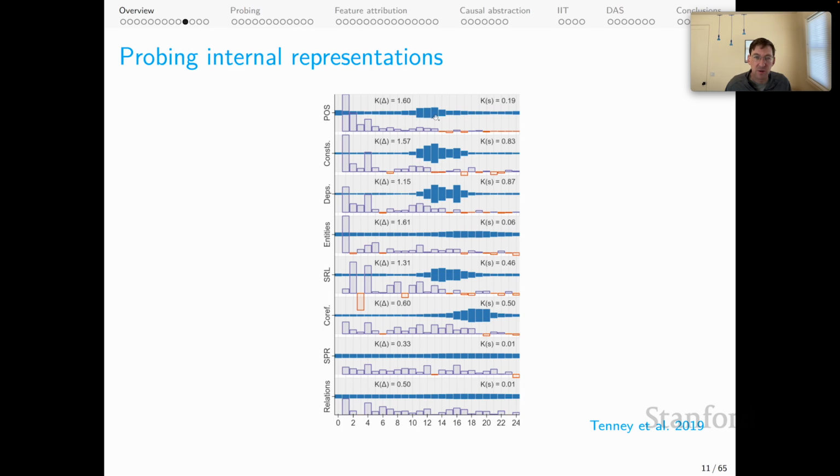For example, part of speech seems to emerge around the middle. Dependency parsers emerge a bit later. Named entities are kind of fainter and later in the structure. Semantic roles are pretty strong near the middle. Co-reference information emerges later in the network, and so forth and so on. This was really eye-opening because I think people didn't anticipate that all of this would be so accessible in the hidden representations of these models.